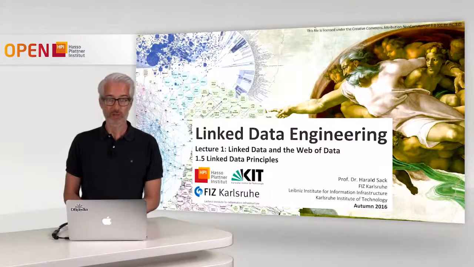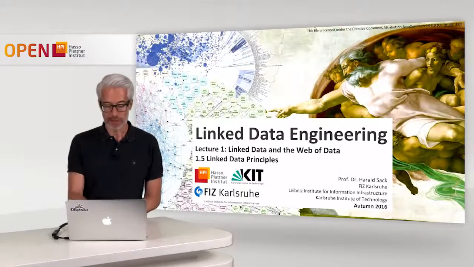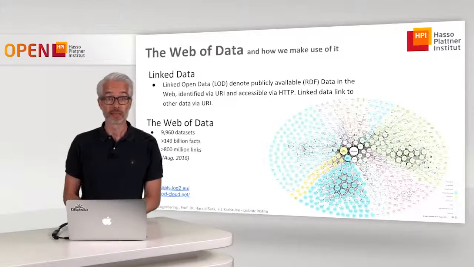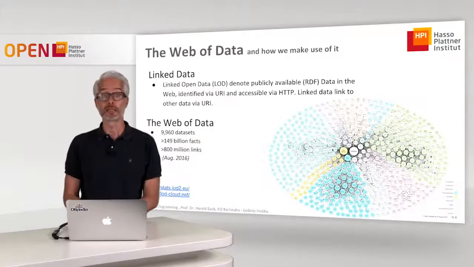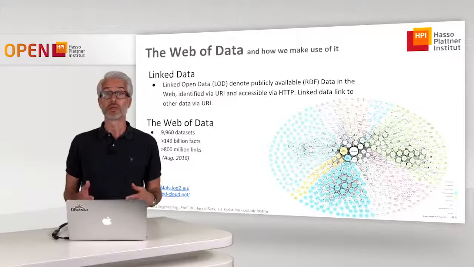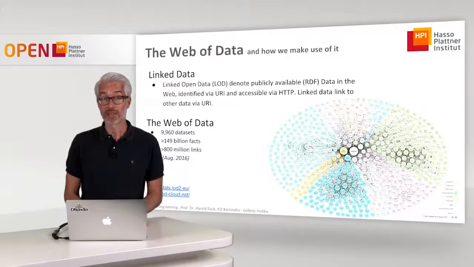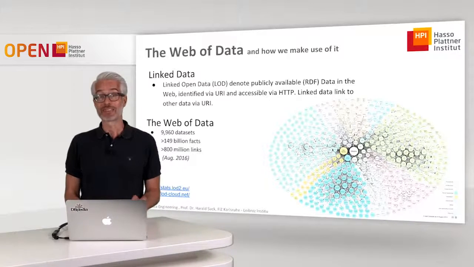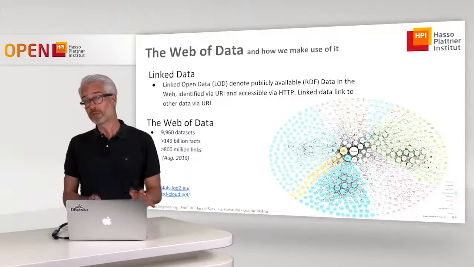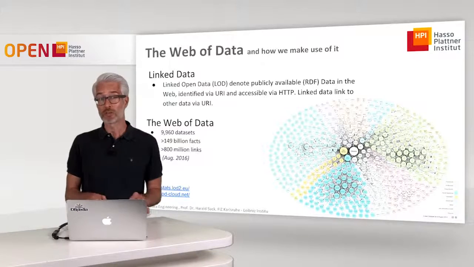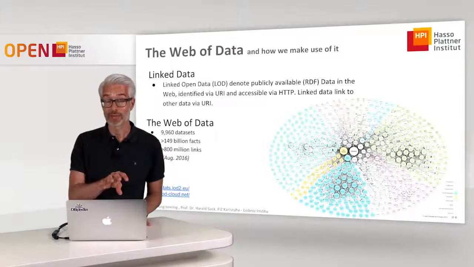In this part of the lecture, we want to talk about linked data and the linked data principles which are behind linked data. First, let's have a look at linked data. Linked data is nothing else but the current web of data, and this denotes publicly available RDF data in the web, which is usually identified via a web identifier, which is a URI, a Uniform Resource Identifier, and is accessible via HTTP. You see here that URI and HTTP form something like a uniform or universal API with which I am able to access the data.